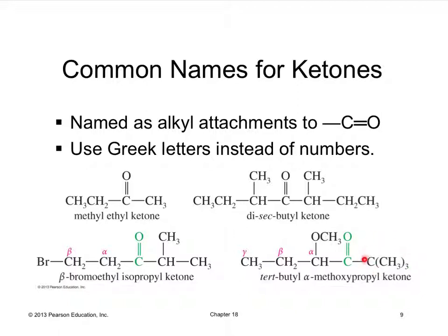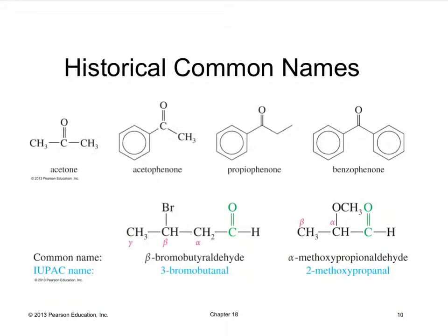Here you have a tertiary butyl group, as well as now you have a propyl group, but at this position you have a methoxy. So again, you're going to list as alpha, beta, gamma, going from left to right off the carbonyl. So it would be alpha-methoxypropyl, tert-butyl, right? So it's tert-butyl alpha-methoxypropyl ketone. Historical common names: this is known as acetone, acetophenone, propionone, benzophenone.